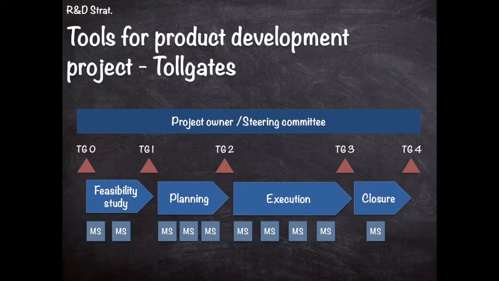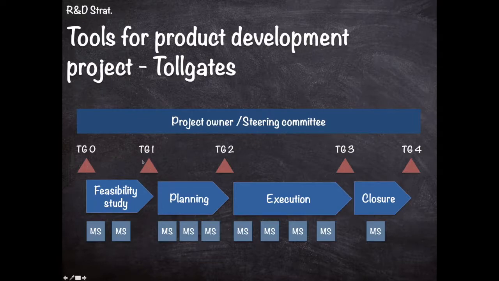I would like to mention one other tool for product development, and that is tollgates. Many development projects are governed in this way, and people who have studied product management recognize this picture. It's basically the plan for the project. You will start with some kind of feasibility study where you make a rough plan. Okay, this is what it might look like if we do this. We say that before that we have tollgate 0. Then after that we have tollgate 1.